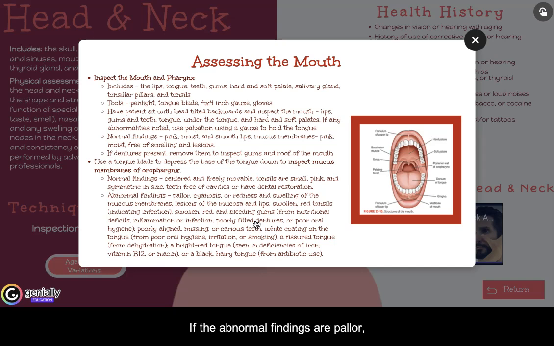The abnormal findings are pallor, paleness, any cyanosis, bluishness, any redness, swelling of the mucous membranes, any lesions inside the mouth and the lips, swollen and red tonsils, gums that are bleeding from nutritional deficits, any inflammation or infection, poorly fitted dentures, or poor oral hygiene, poorly aligned or missing teeth, or teeth full of caries, like cavities, white coating on the tongue from poor hygiene, irritation, or smoking.